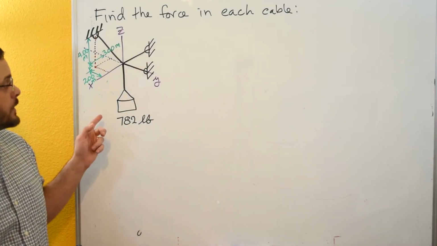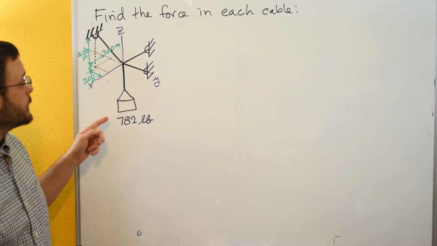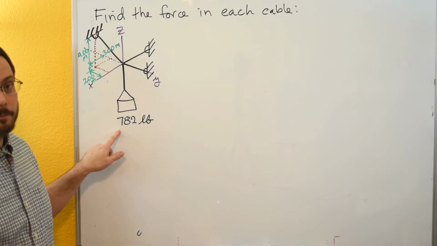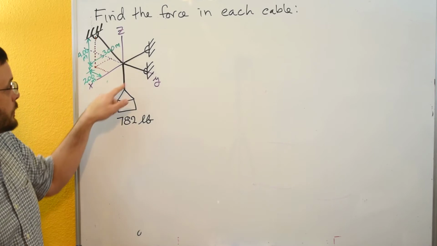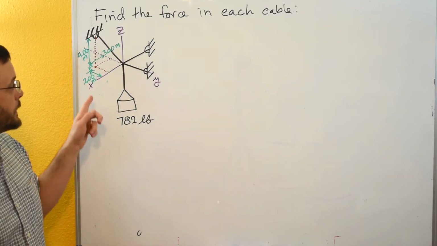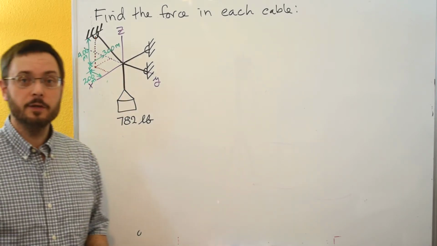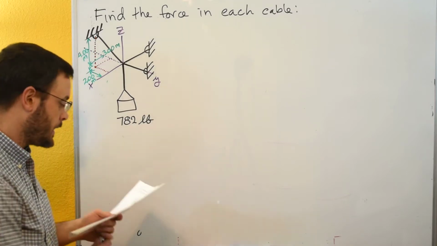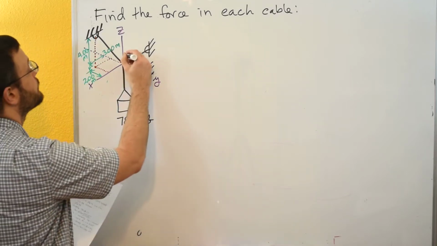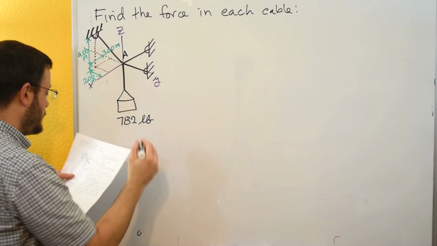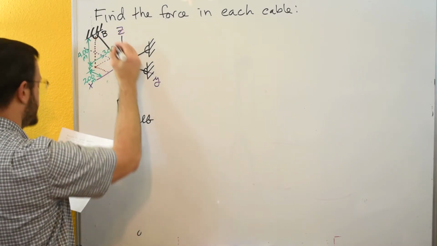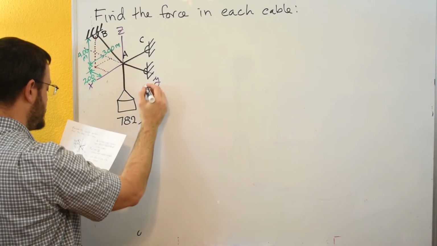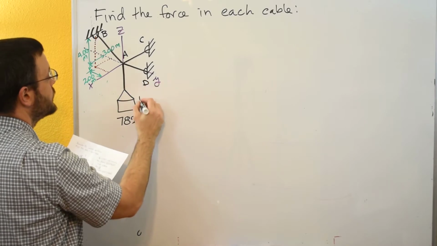So in this one we have a particle equilibrium problem with a 782 pound weight being supported by 3 cables. And we want to find the force in each of the cables at equilibrium. So let's just assign A, B, C to the different locations. So we've got A, B, C, D, and E.